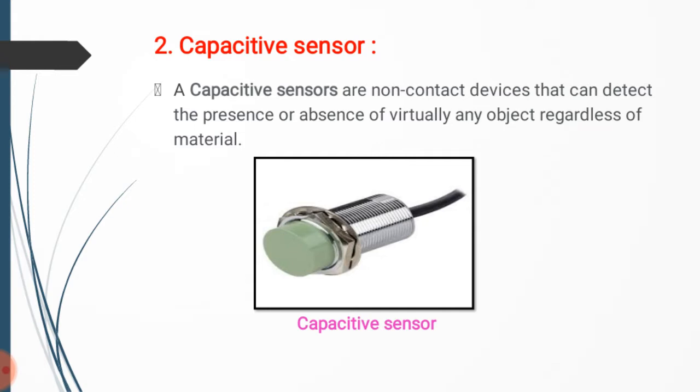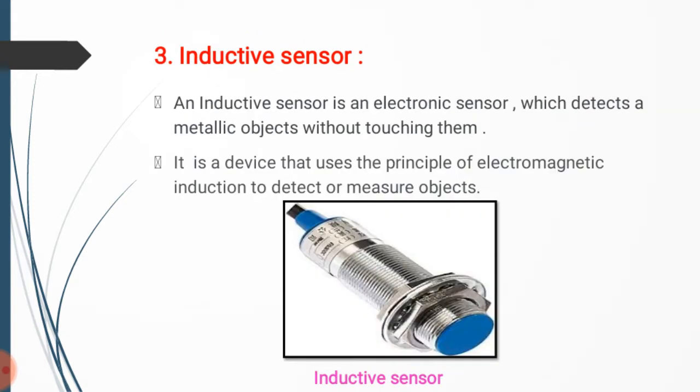The capacitive sensor is shown in the figure. It has one terminal used for the connection, meaning a single wire, though maybe other terminals are also there. So this is a capacitive sensor, used to detect the absence or presence of an object in a particular place. Next is the inductive sensor. An inductive sensor is an electronic sensor which detects a metallic object without touching it. That means inductive sensors are based on the electromagnetic induction phenomenon.